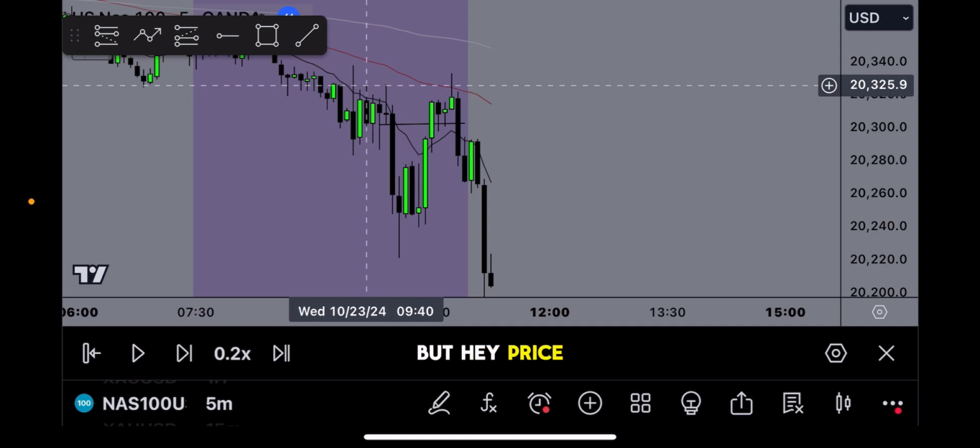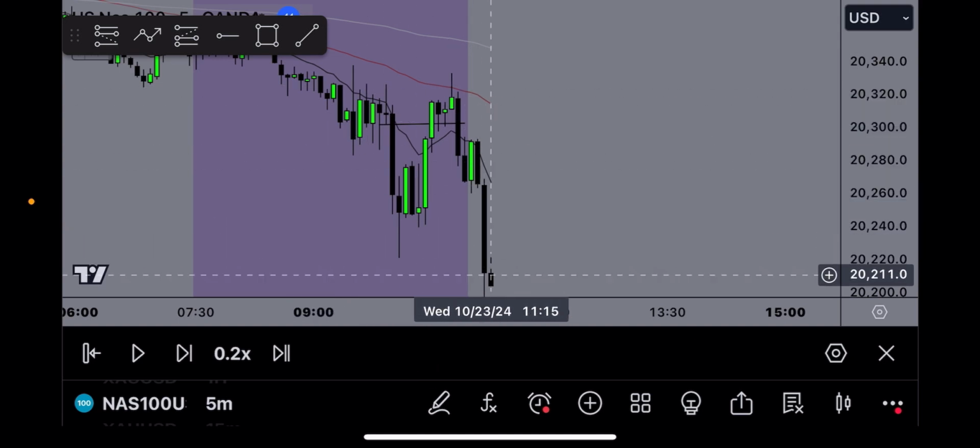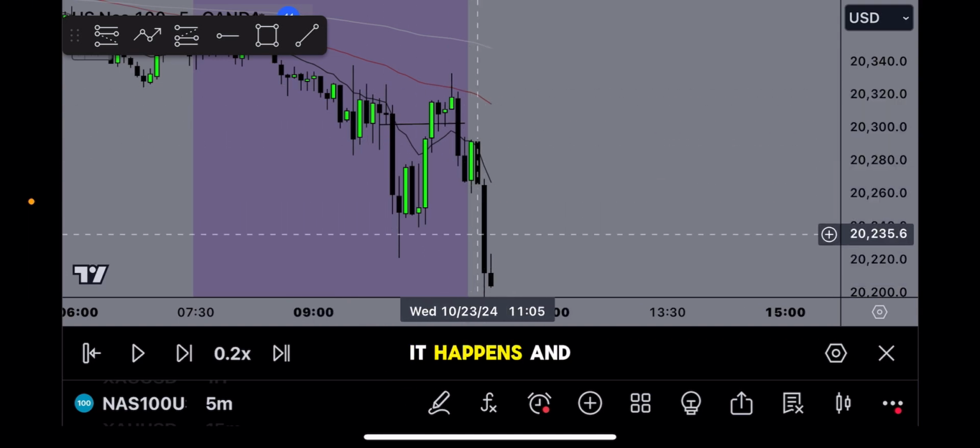But hey, price was going in the right direction. Even though you took a loss, and price literally wicked you out by one wick, by a couple points that hit your stop loss, and you lost, and then price just went your direction, it sucks, but it happens.